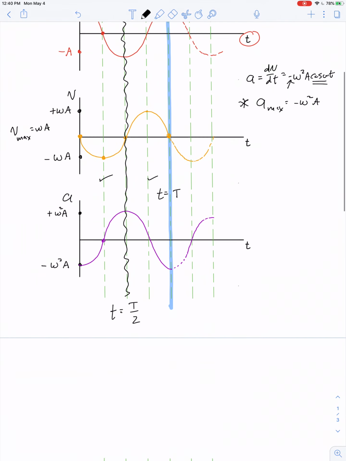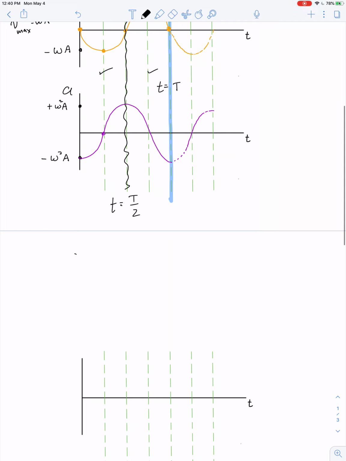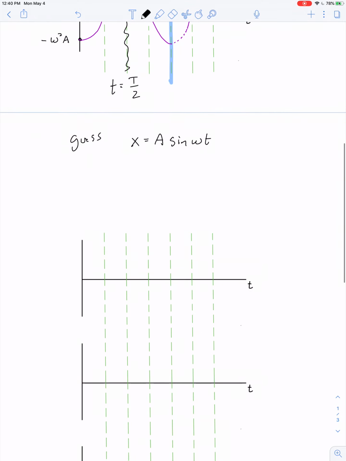Now what if we had made a different guess? What if we guessed that x equals, how about A sine omega t? Then we'd have a graph of position versus time that looks like this.